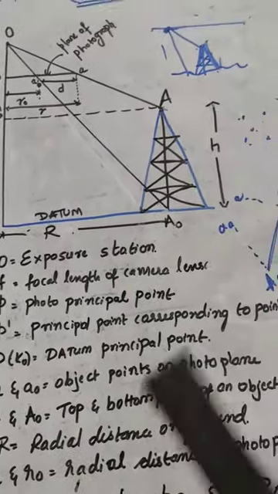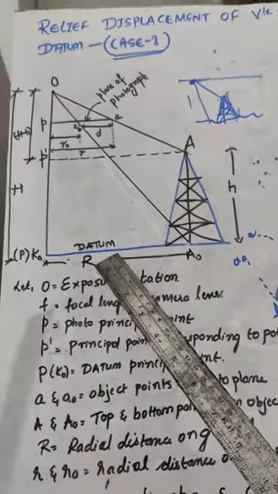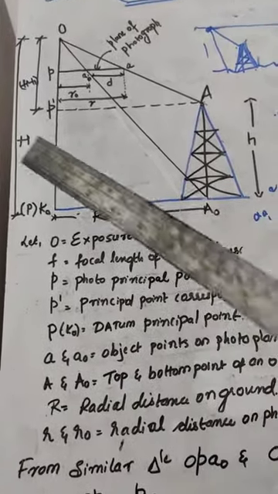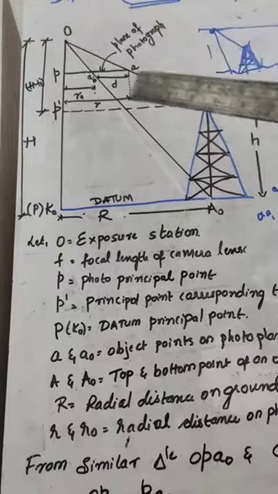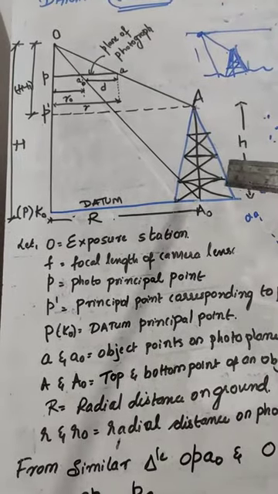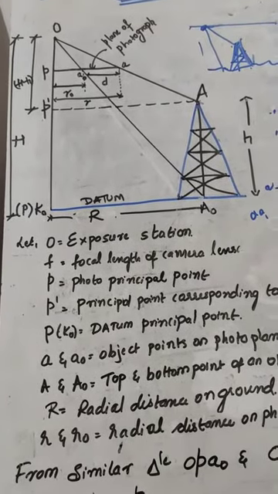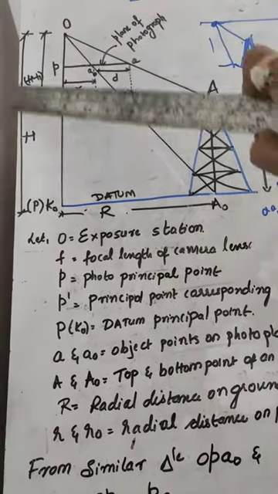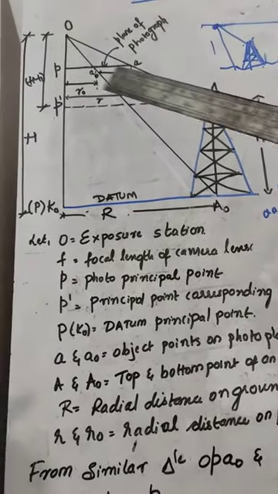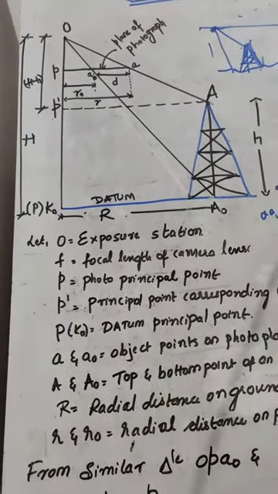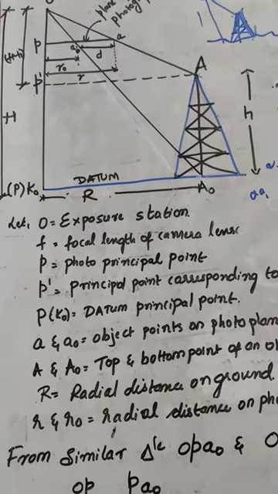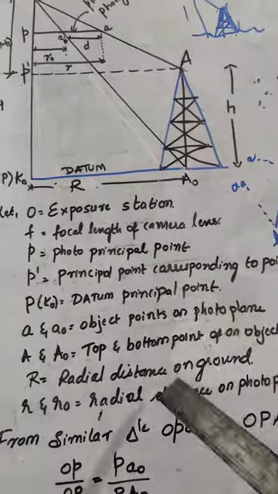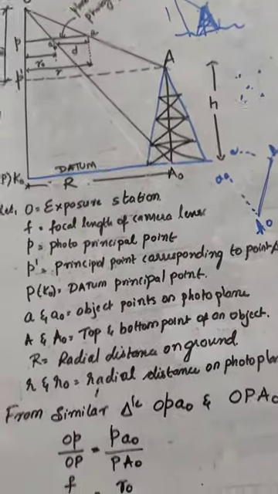Okay, and finally this is the radial distance on the ground, and this is the flying height, capital H. This is the height of the tower, small h, and this portion, from O to P dash, is capital H minus small h. So this is what I have explained in the diagram now.